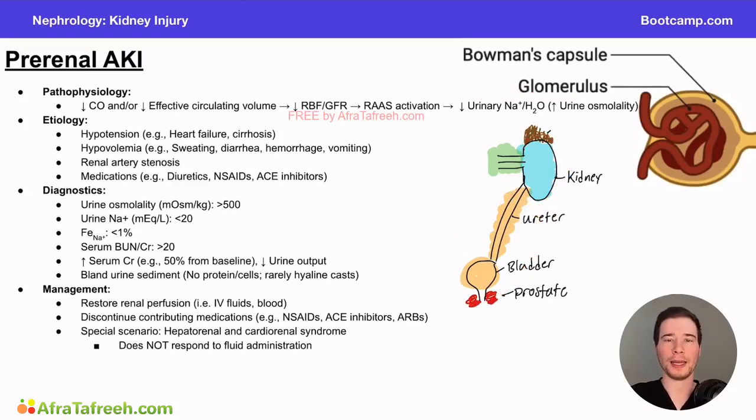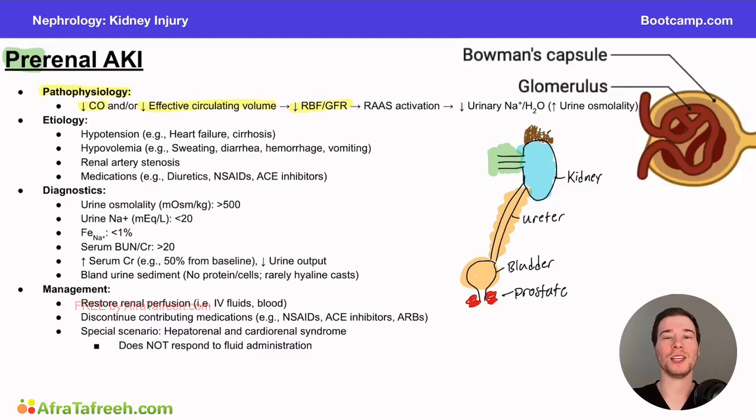And so with pre-renal AKI, we're really talking about things that occur before the kidney, things that are going to stop blood flow from actually reaching the kidney. So when we consider the pathophysiology here, we really are going to think about two key things. One is a decreased cardiac output, or decreased CO, or patients can have a decreased effective circulating volume. And the reason these two things are so important is because they both lead to a similar thing, which is a decreased renal blood flow and ultimately a decrease in the GFR.